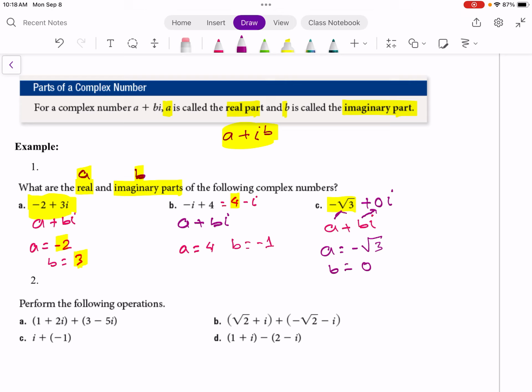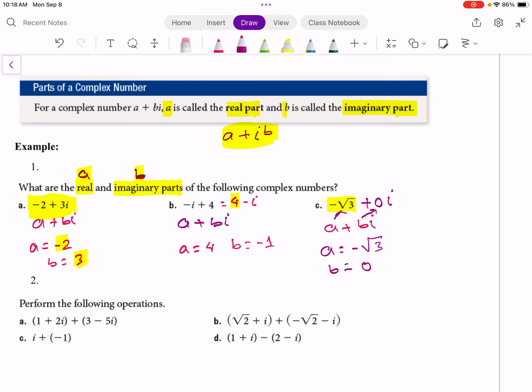Our i is equal to the square root of -1, or i squared is equal to -1. Next, we have a complex number. A complex number is a real number plus or minus an imaginary number. So that is a complex number. We use a to represent the real part. We use b to represent the imaginary part.